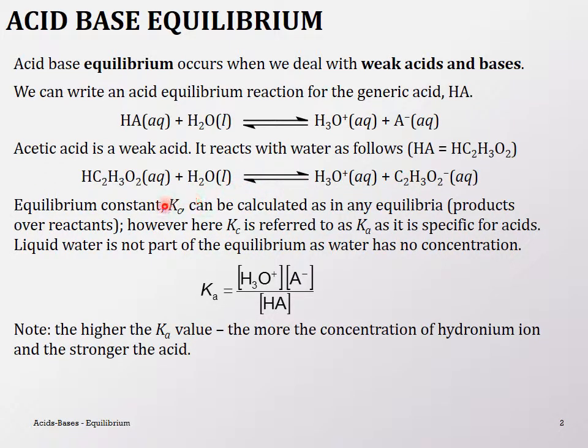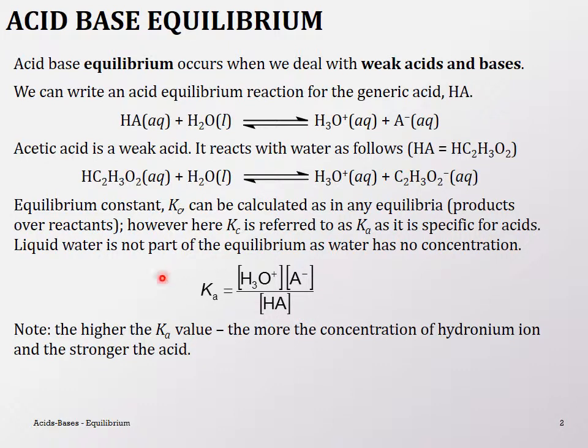And so you can calculate Kc, which is the equilibrium constant for acetic acid, which is given by this. And here you have the hydronium ion and the acetate ion concentration divided by the concentration of the acetic acid. You will note that we don't use water in this because water is a liquid. Again, liquids and solids are not part of the equilibrium or the Ka equilibrium constant calculation.